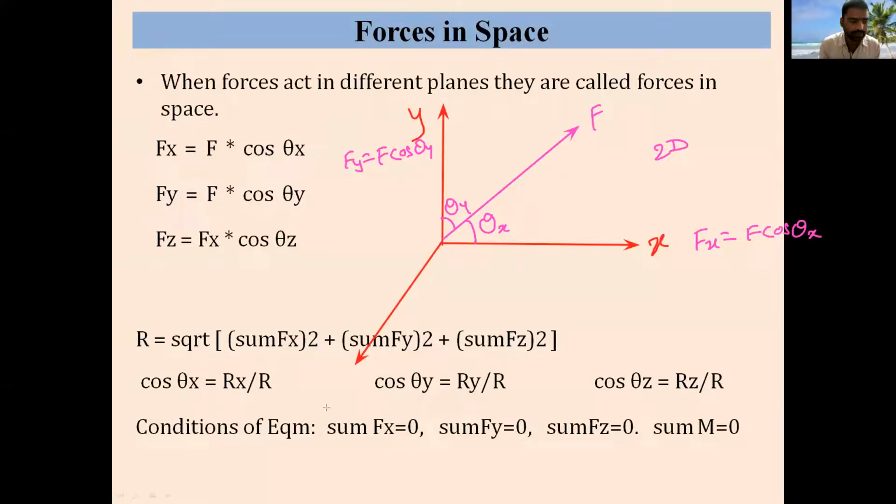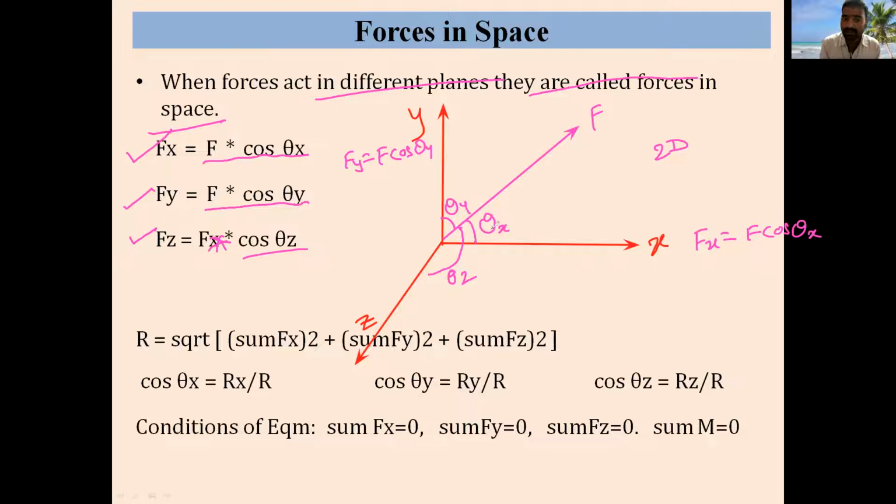Okay, so this is the z axis. The angle made by this force with the z axis, I will take as theta z. When forces act in different planes, they are called forces in space. Then what will be the x component? F cos theta x. The y component of the force is F cos theta y. The z component of the force is F into cos theta z.